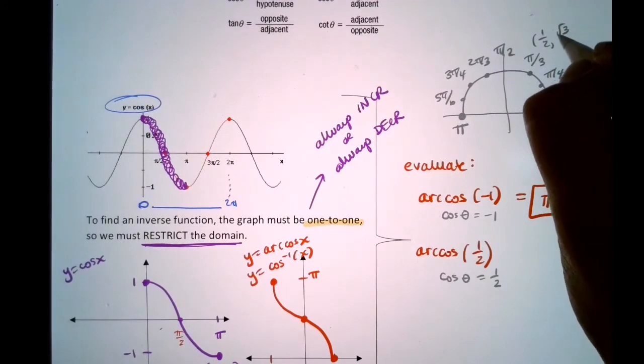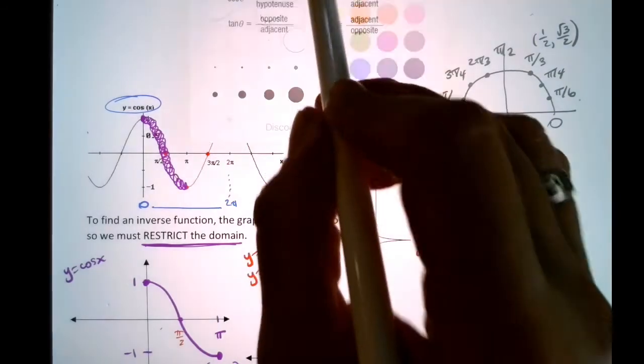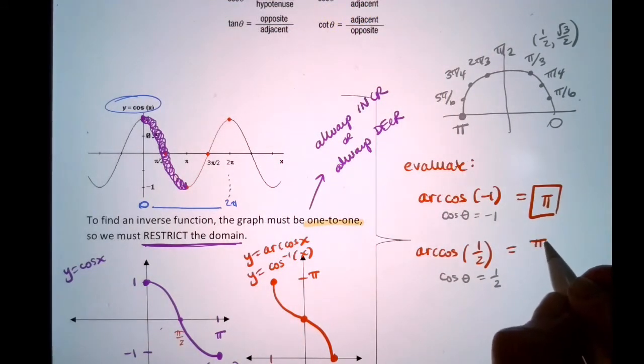There's the ordered pair on the unit circle for pi over 3. At pi over 3, the x-coordinate is 1/2. That is the cosine value. So I'm going to go ahead and answer, the arc cosine of 1/2 is pi over 3.